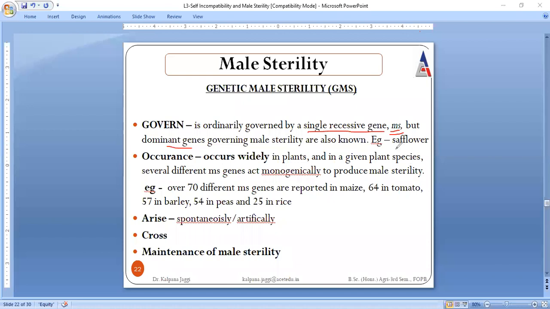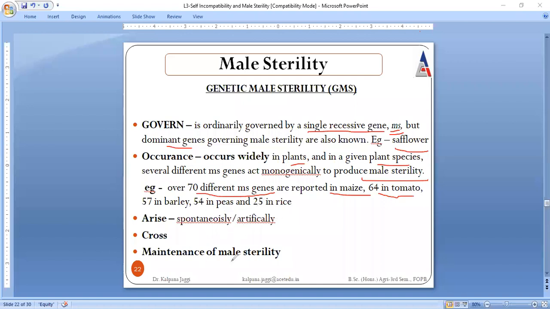For example, in the case of safflower. Male sterility occurs widely in plants, and in a given plant species several different ms genes act monogenically, resulting in the production of male sterility. For example, 70 different ms genes are reported in maize, 64 in tomato, 57 in barley, 54 in pea, and 25 in rice.